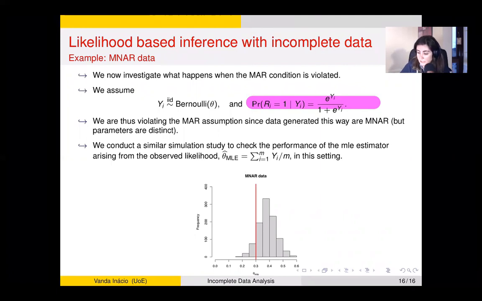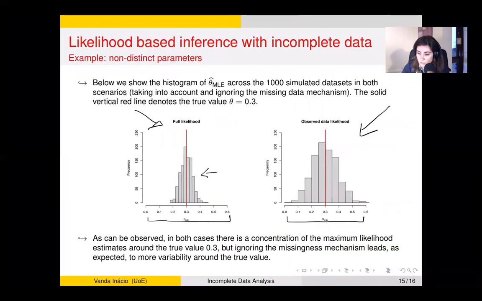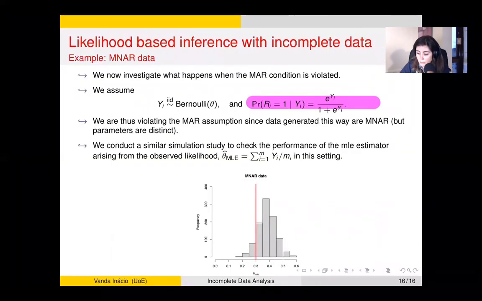But remember that before, by using the likelihood of the observed data, my estimates were not efficient, but they were unbiased. Now that the parameters are distinct, but we are violating the assumption of the missing data being missing at random, my estimates are biased, correct? Here I have the true value and most of them are to the right.